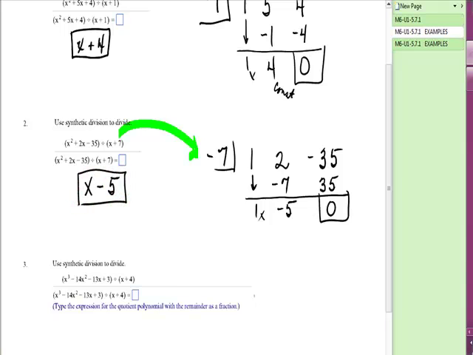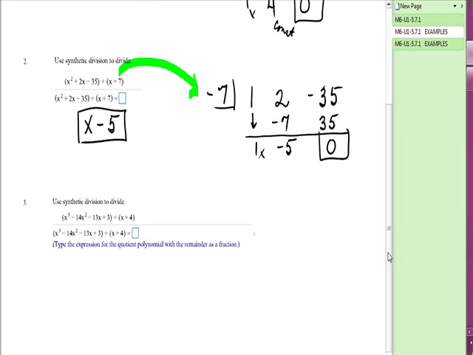So much faster than long division. The only problem is you can't do just every problem in the world. The divisor has to be plain x plus or minus a number. All right, and this one is.